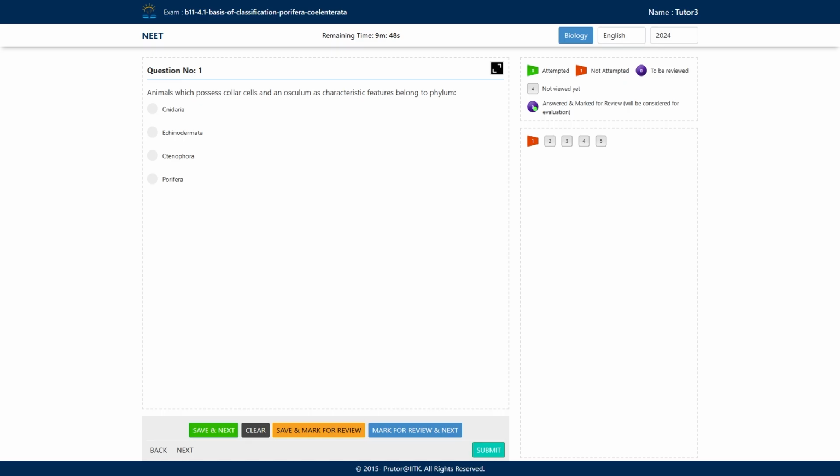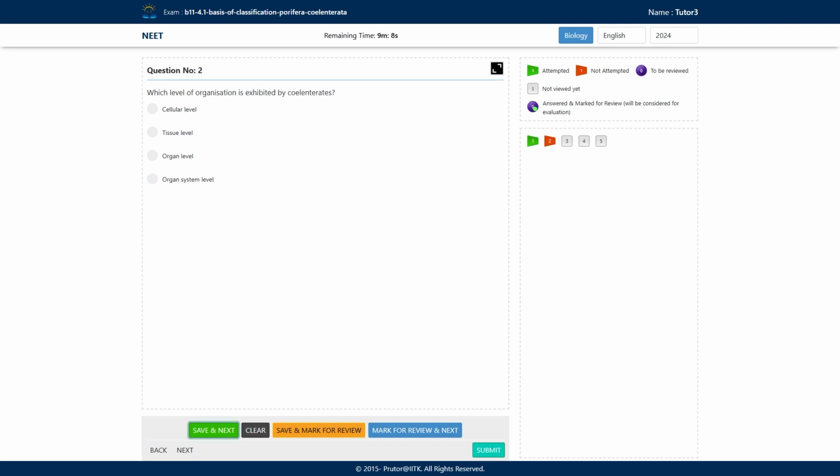So this is the first question. Animals which possess collar cells and an osculum as characteristic features belong to the phylum: A. Cnidaria, B. Echinodermata, C. Ctenophora, and D. Porifera. Right? What we have just studied is that the collar cells are the characteristic feature of Porifera. So we'll opt for Porifera, save, and move to our next question.